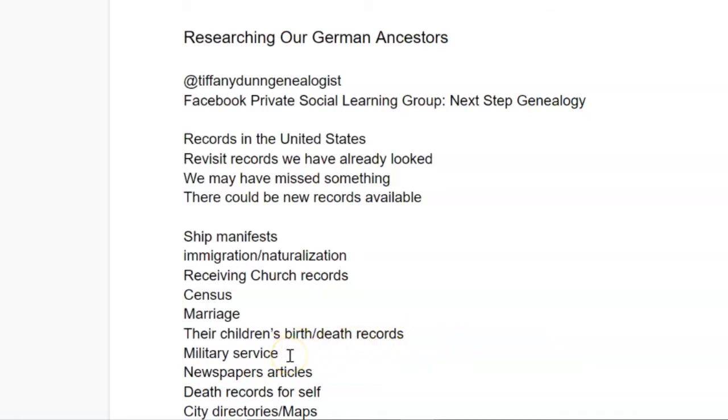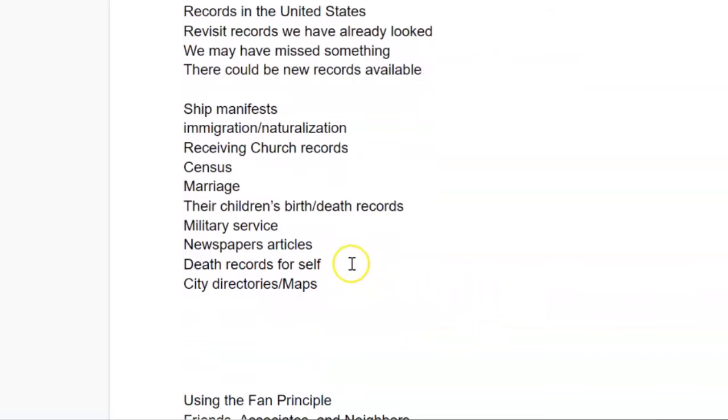Military service, your ancestor may have served in the military. Newspaper articles, that's always a good one. Death records for themselves. Sometimes you'll find reference to the place where they lived in Germany. One of my personal favorite types of records are city directories and maps. So what I encourage you to do is go back and look for all of these records in the United States for your German ancestor. And you're looking for anything that points a clue as to where in Germany your ancestor came from.